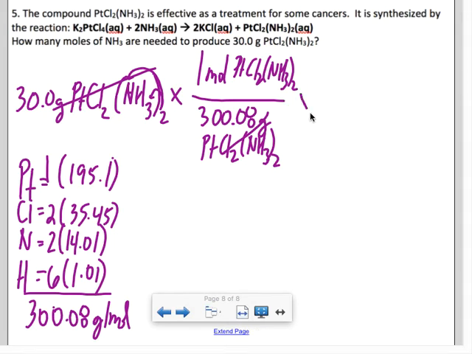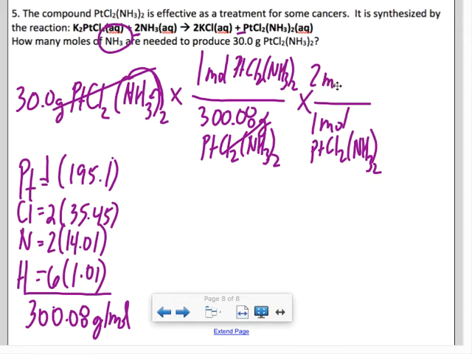Finally, right? So I look here, it's going to be a 1. 1 mole of PtCl2(NH3)2. And I'm trying to get to, in case you forgot, NH3. So I look at my chemical equation. I have a 2 in front there. 2 moles NH3. Okay. Wow, these are really bad equal signs. I'm so sorry. Whew, finally ready to punch this in a calculator.